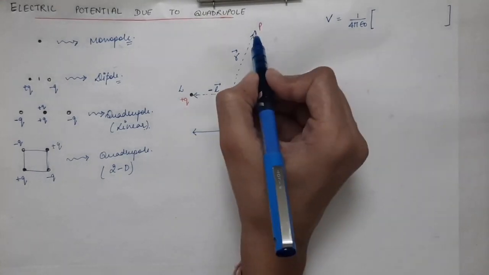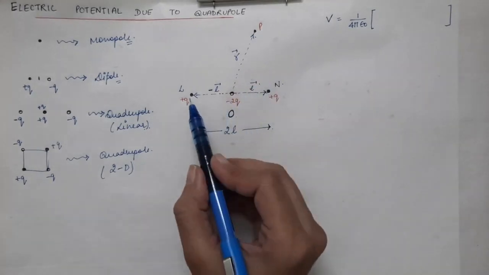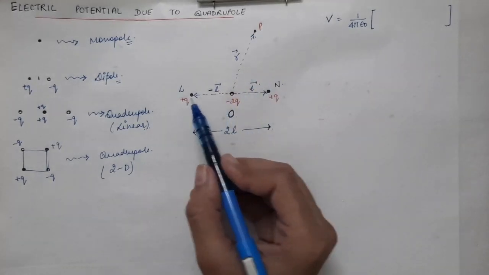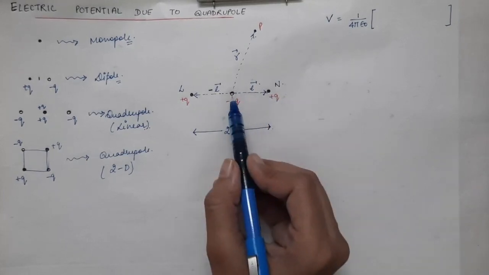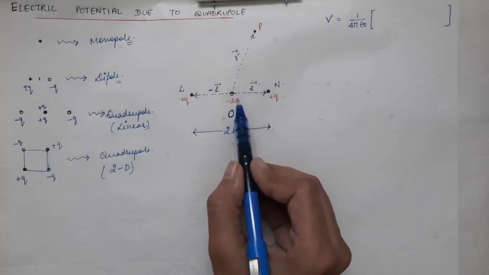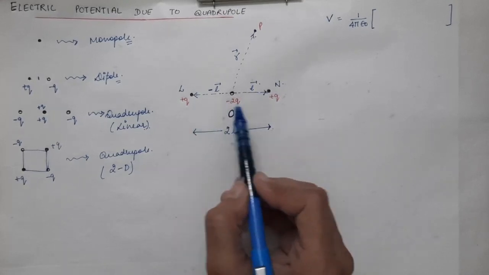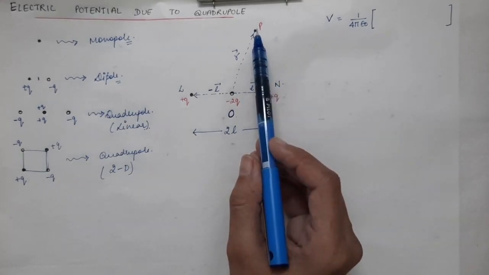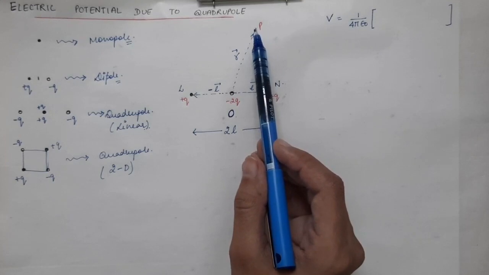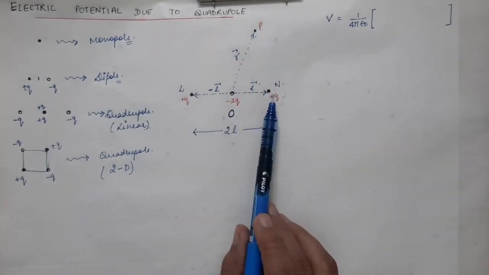Now to find electric potential at this point, first of all we will find electric potential due to this plus q charge, then we will find electric potential due to this other plus q charge, and then we will find electric potential due to this minus 2q charge. Then we will just do the summation of all the potentials, and as a result you will get the total electric potential at P point due to this whole linear quadrupole.